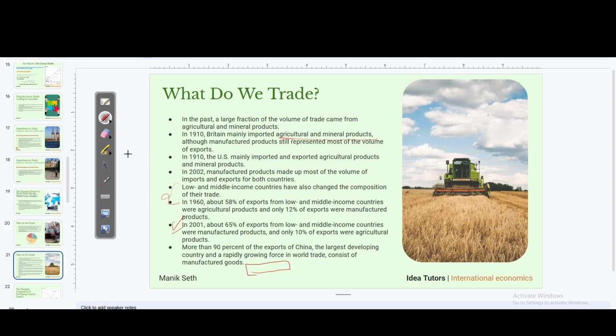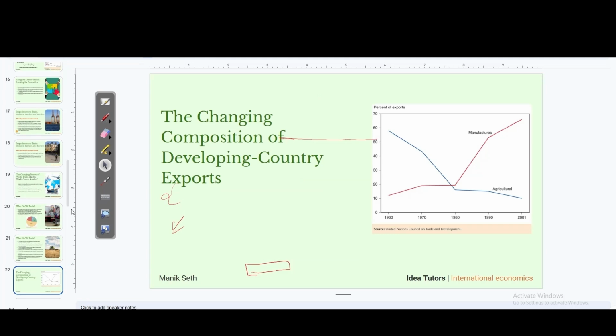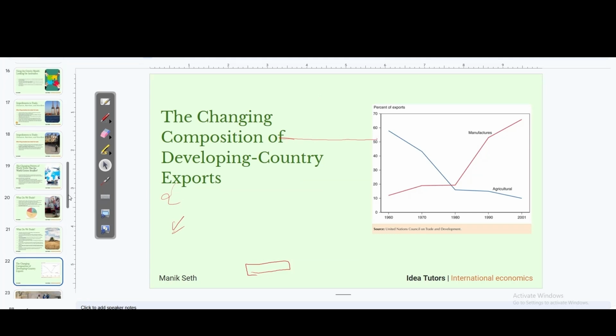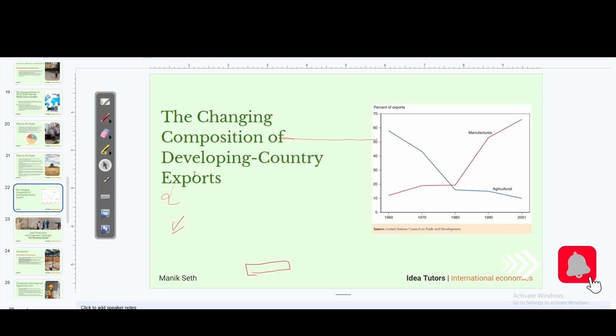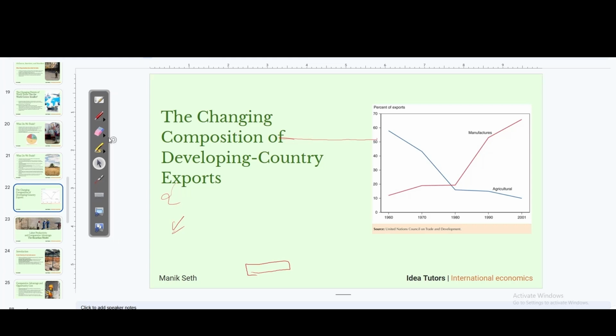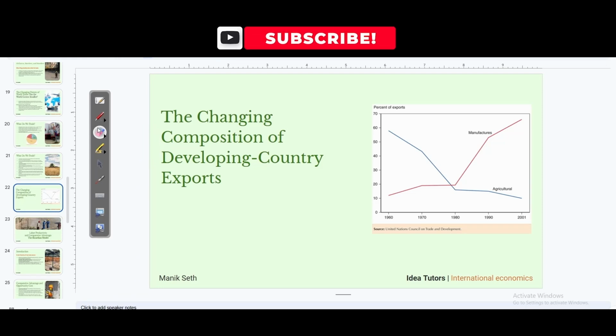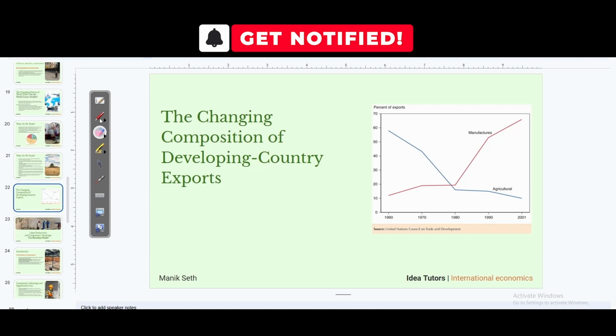So these are some data. Again, this data is obviously ever changing and old, but the idea I wanted to give is how the pattern is changing, from primary goods shifting towards manufactured goods when you are trading. This is a small graph showing the same thing, how manufactured exports are rising and agricultural exports are declining. Again, some online data, still 2001, so obviously it's very old data, but the idea remains the same.